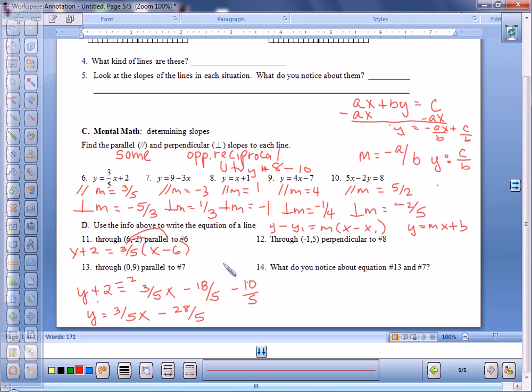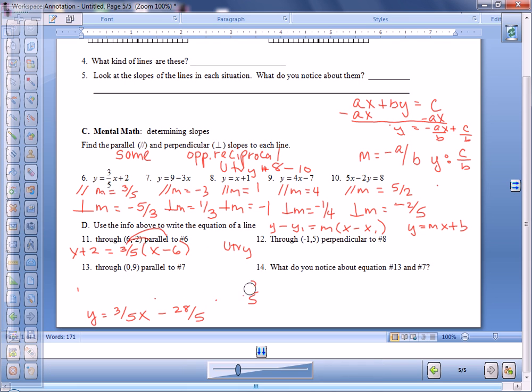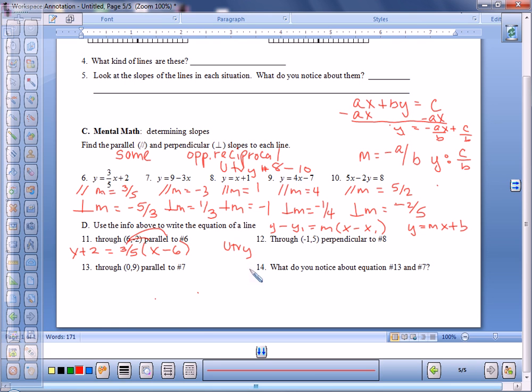Okay, you try 12 and 13. Do we have to solve it? Put it in slope-intercept form. You don't have to solve? Okay, I said put it in slope-intercept. That's y equals mx plus b. So get it to there for your answer. Oh, so that means we are solving. Well, okay, you're solving for y. Yes, there we go. Solve for y.